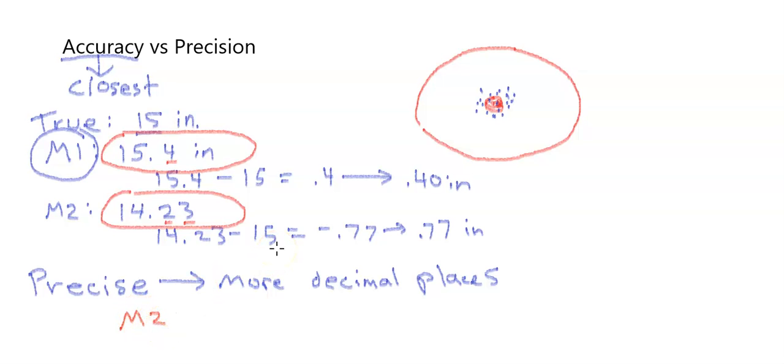So measurement 2 is not the most accurate, yet it is the most precise. You can have measurements that are more precise but not necessarily more accurate. So hopefully you realize accuracy, you're just going to find out how far away from the true value, and the one that's closest is the most accurate. Precision is going to be the measurement that goes to more decimal places. In other words, a more specific measurement.